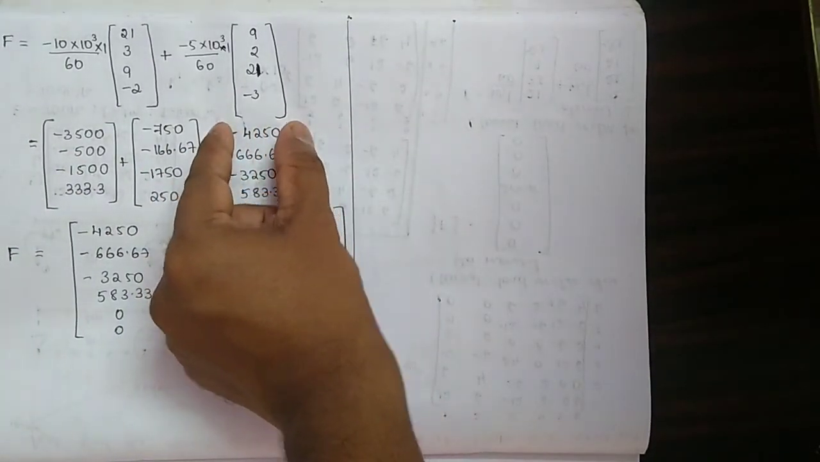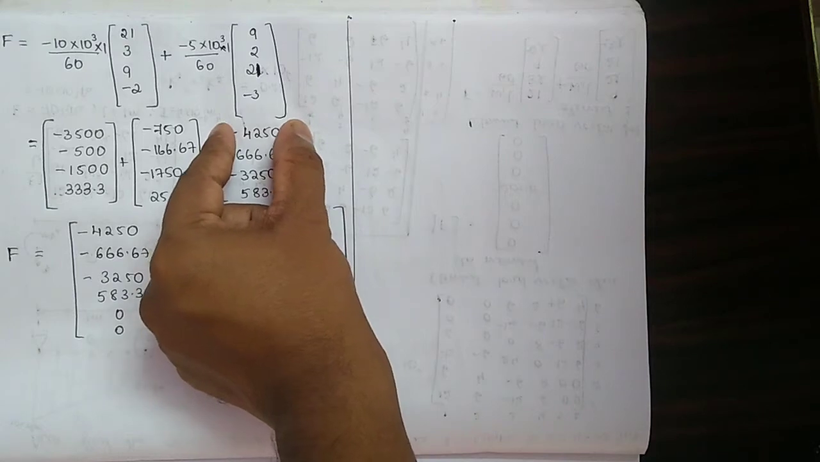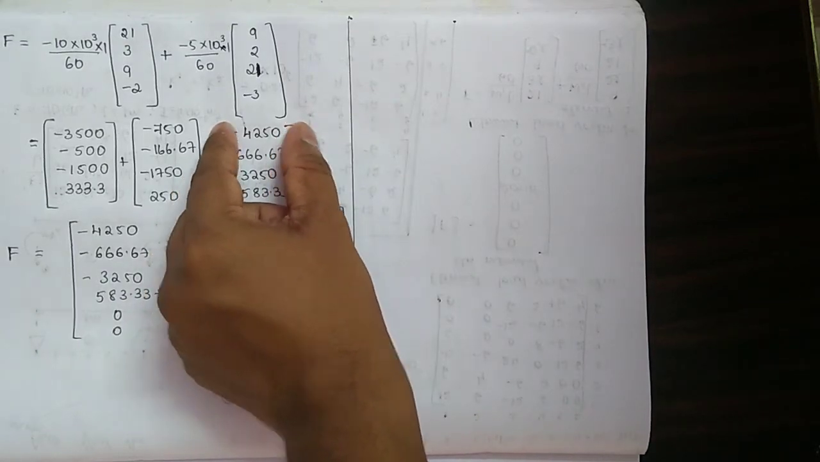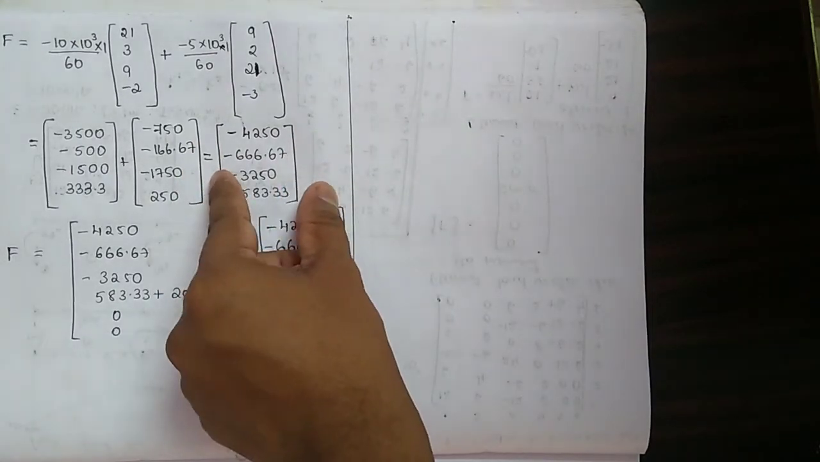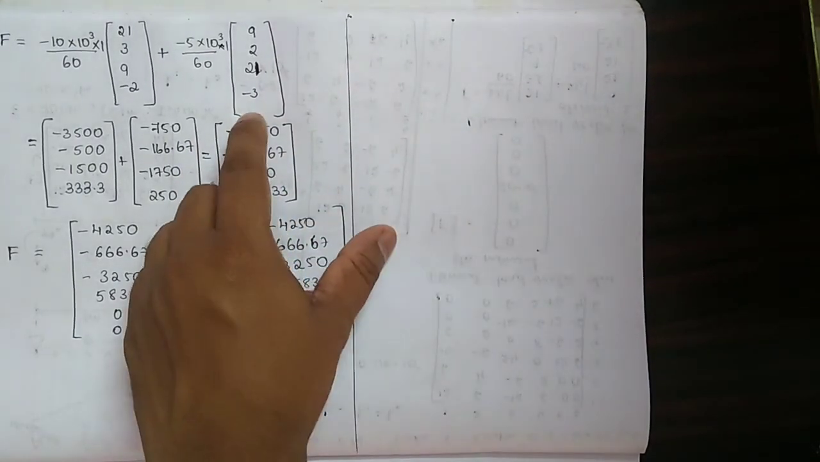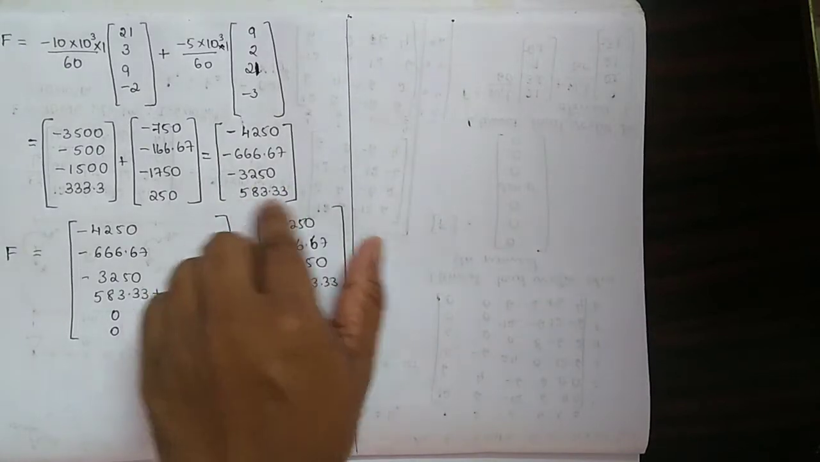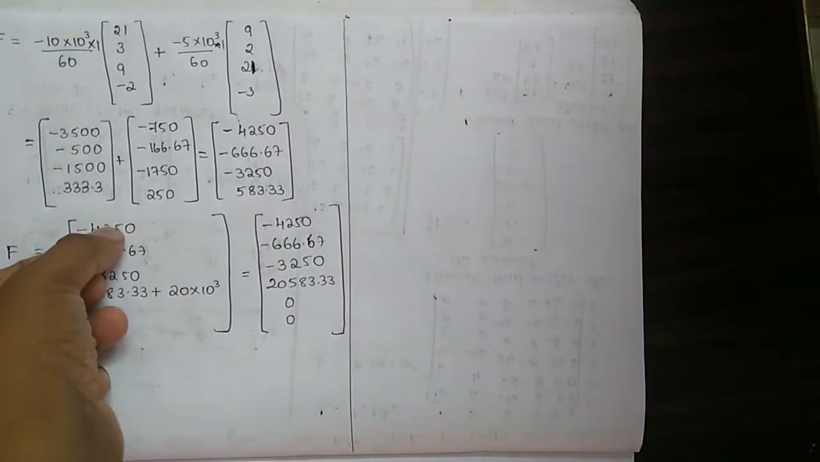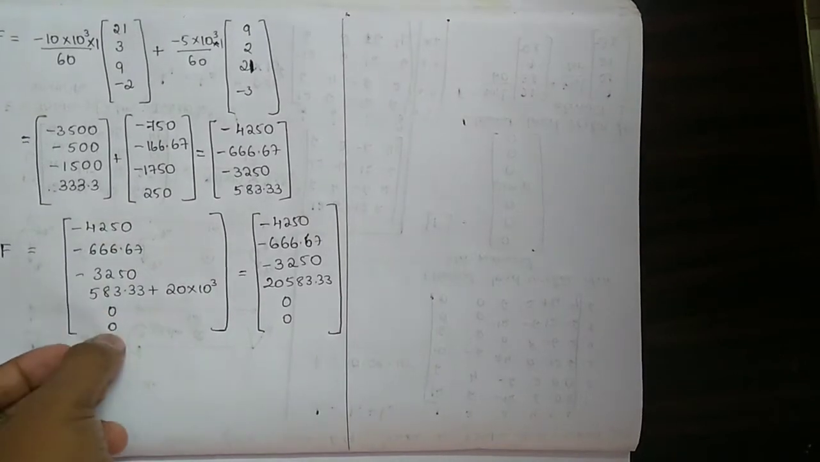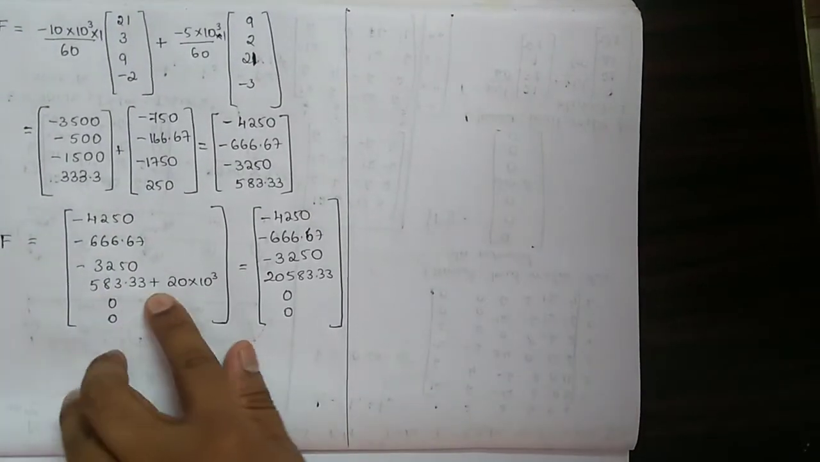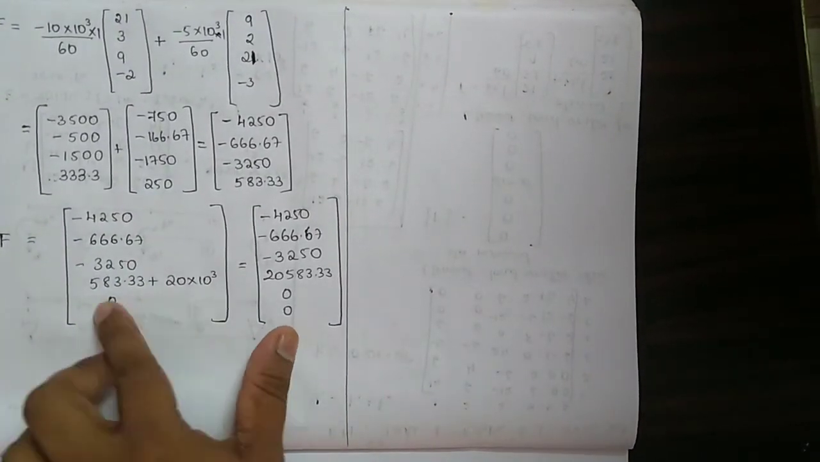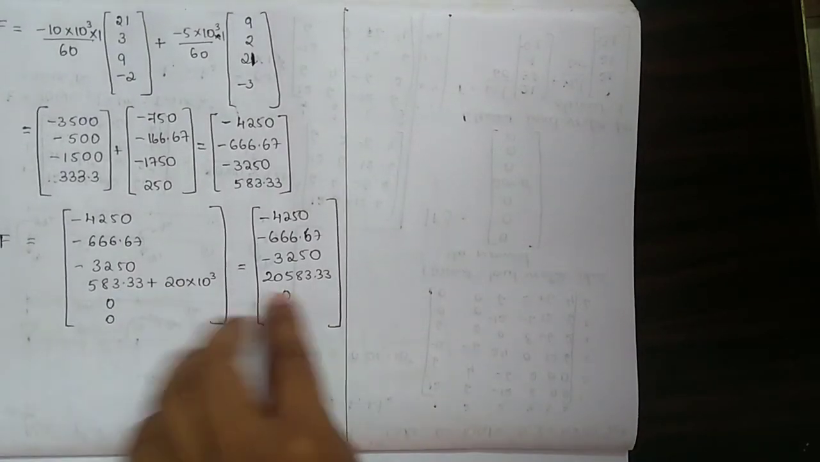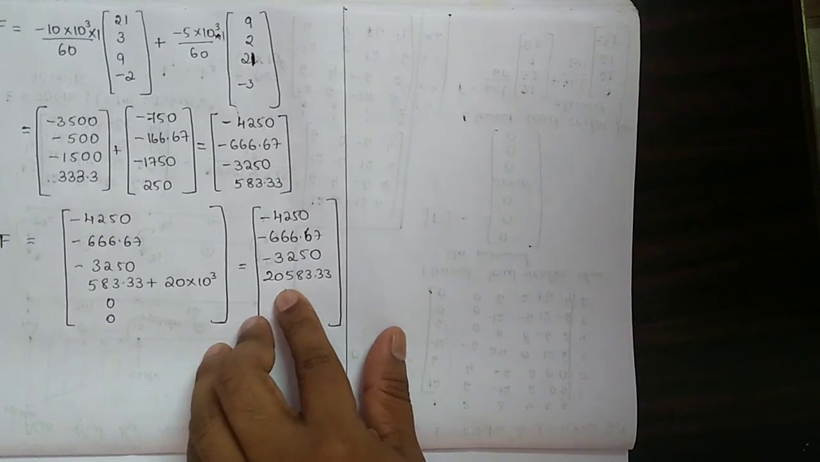This is related to the first element, that is 1 2 3 4, and we have a moment in the fourth one, Q4. So this term, the fourth term, has to be added with that moment. That moment value is 20,000. So I have written the 1 2 3 4 5 6 force vectors. In that, the moment has been added to the fourth force vector, so this is the value we are getting now.